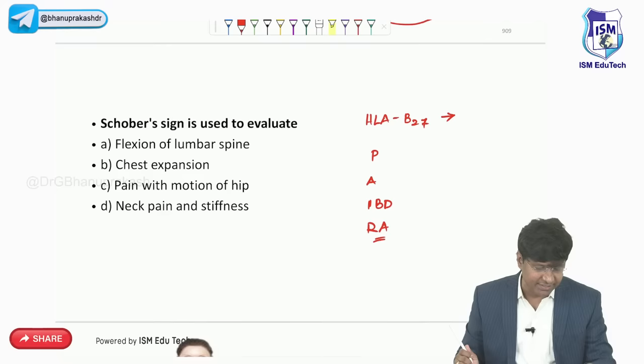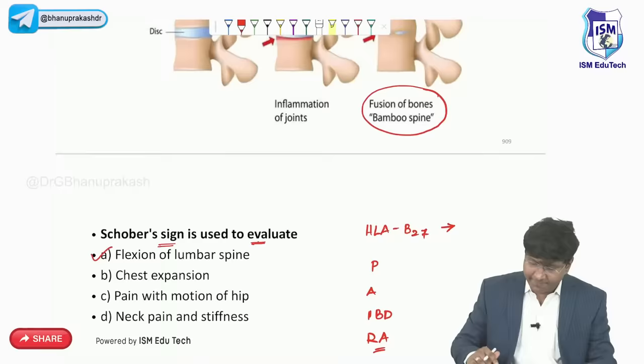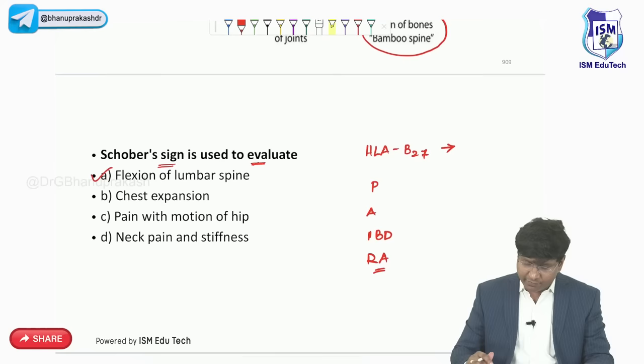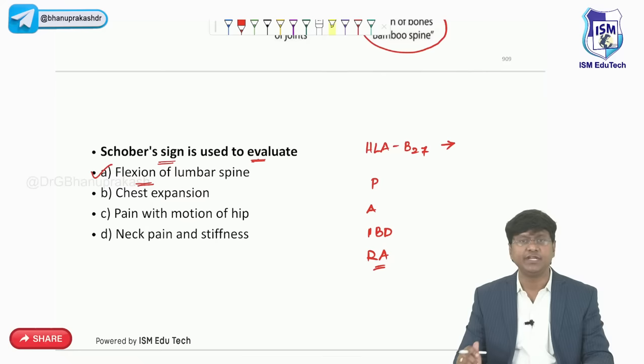Okay? Right. Then the Schober sign is used to evaluate this. In individuals with ankylosing spondylitis, there will be fusion of the vertebra. So when there is fusion of the vertebra, the flexion of the lumbar spine is affected. To assess the flexion of the lumbar spine, we need to do the Schober sign.